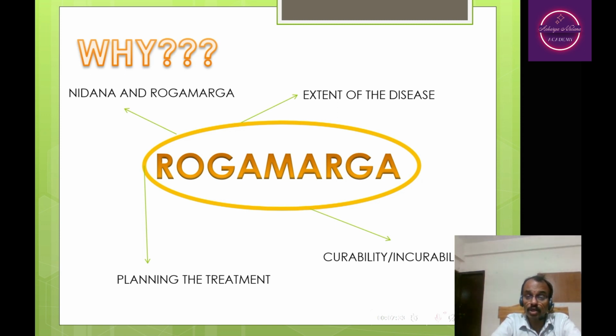Elimination of morbid dosha should occur from the alimentary canal. So, if the person is having the presence of pathogen in the Madhyama Rogamarga, then it is even further difficult to cure, because that is very deeply embedded in the Madhyama Rogamarga there. And fourth one, planning the treatment.